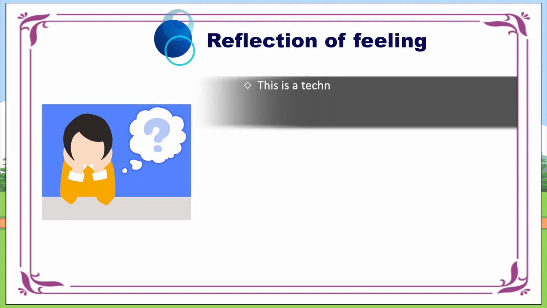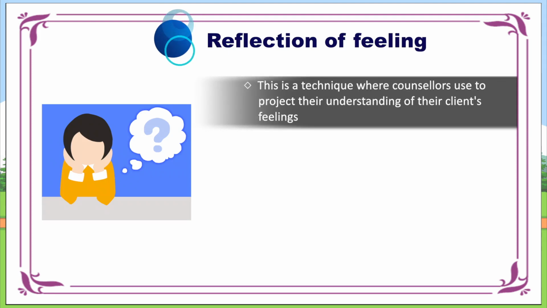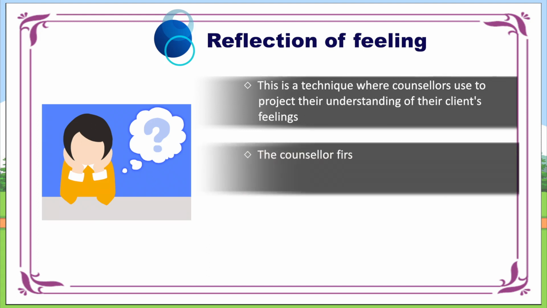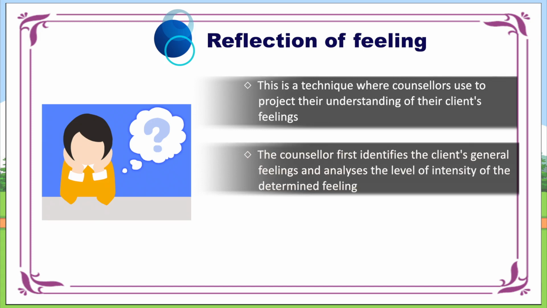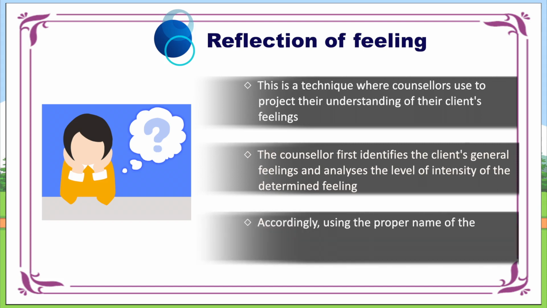Reflection of feeling. This is a technique counselors use to project their understanding of their client's feelings. The counselor first identifies the client's general feelings and analyzes the level of intensity of the determined feeling. Accordingly, using the proper name of the identified feeling, the counselor reflects it back to the client for clarification.